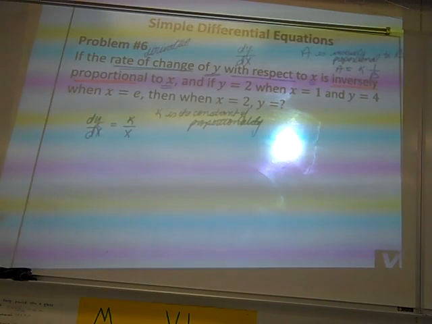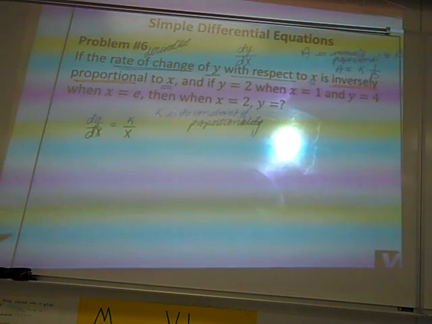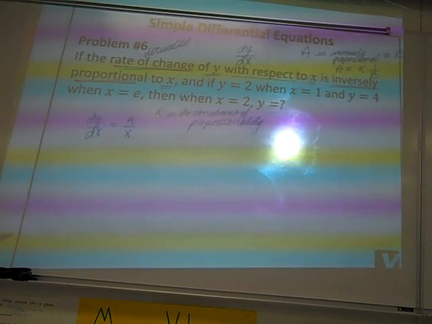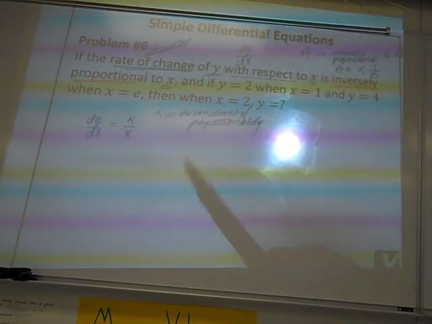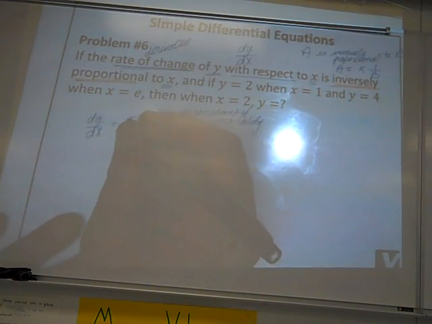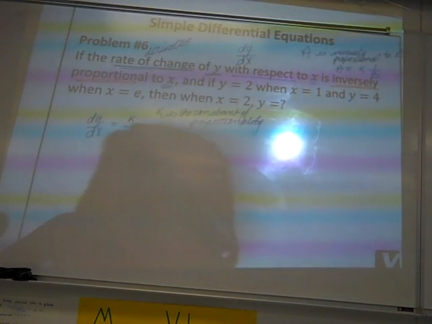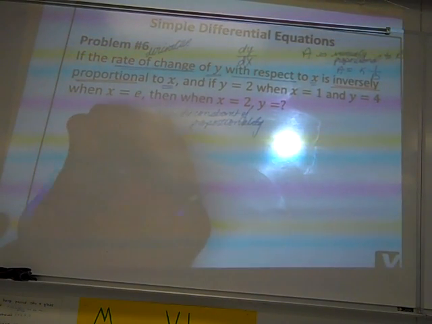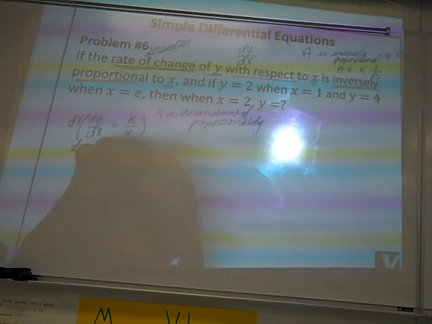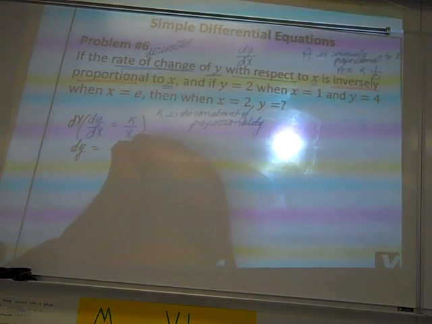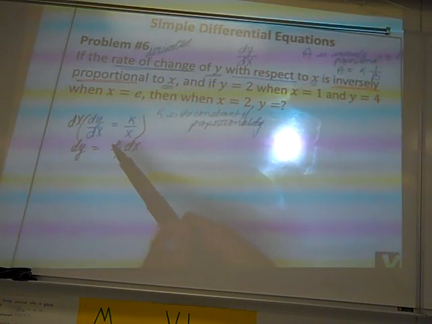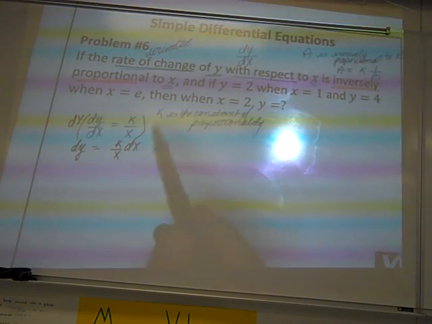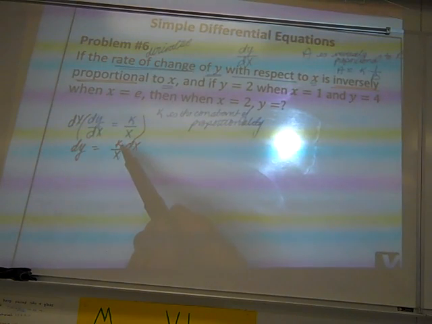All right, so what we have is our differential equation. We want to solve this differential equation. Okay, I see k, I see x. I've got x on the right, I have dy on the left, but I also have dx. So let's multiply both sides by dx. dy equals k over x times dx. Since k is a constant, because that's our constant of proportionality, I'm not too worried about the fact that we have a k there.